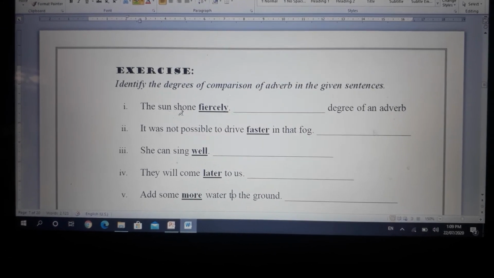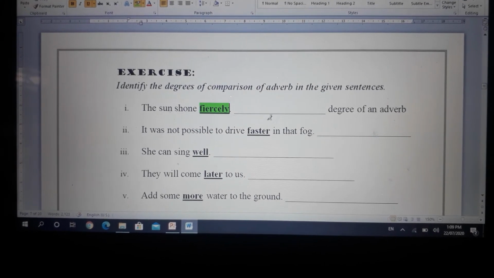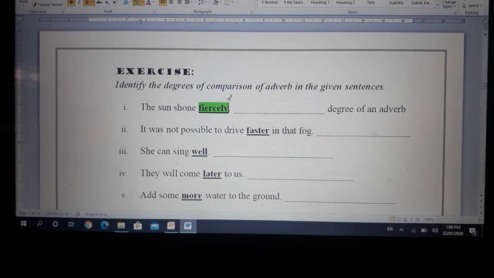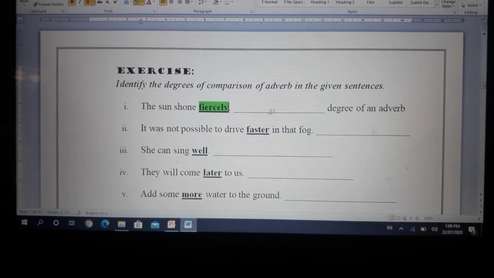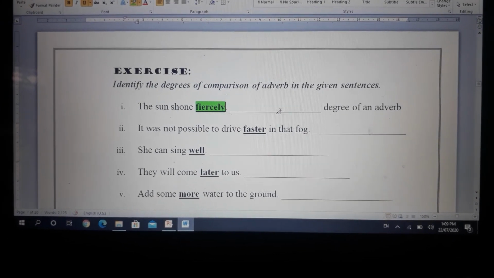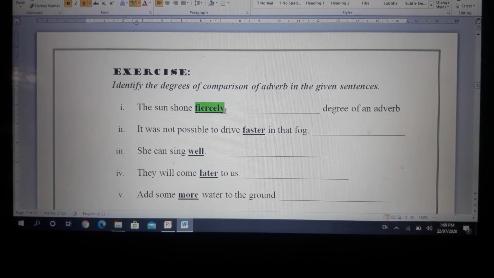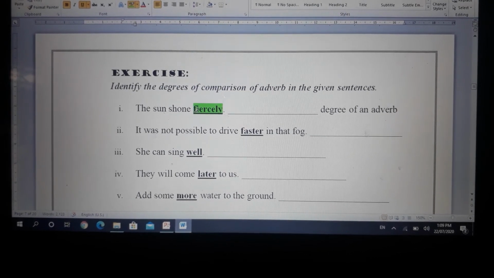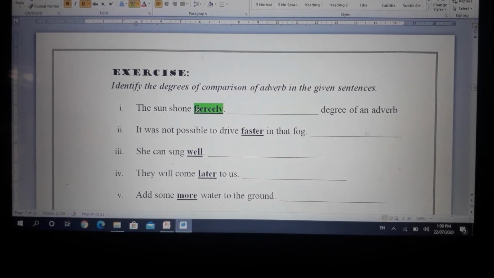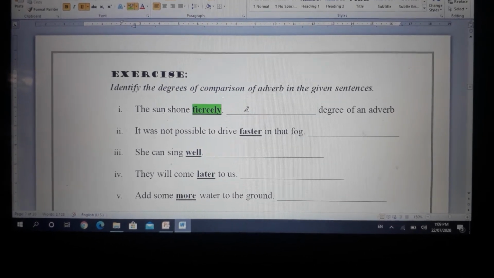Okay, in the blank. The sun shone fiercely. Look at the adverb fiercely. So it ends with ly and it's fiercely. So let me help you. Here isn't any er. Here isn't any est. We didn't use any more or most before this. So it's a positive degree. Which degree? It's a positive degree.